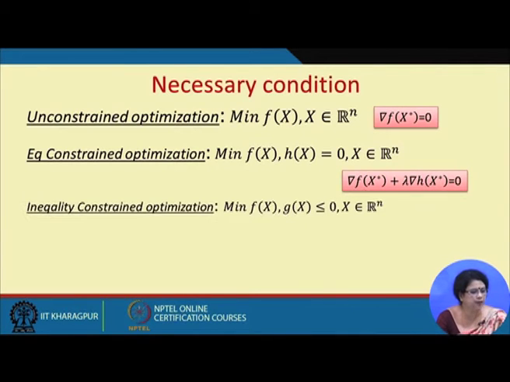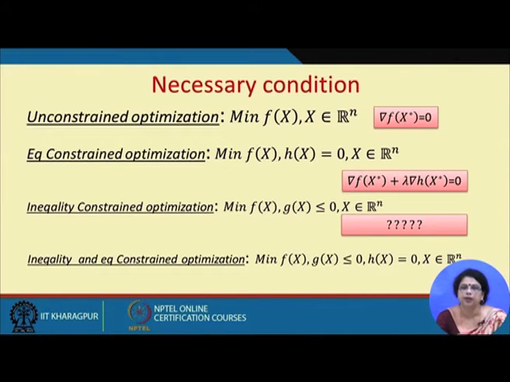Now, if we consider the inequality constraint instead of the equality constraint, that is, minimization of f(x) subject to g(x) less than or equal to 0, where here also the decision vector x is in the n-dimensional space, what should be the necessary condition for that? We have to find it out. Not only that, if we have constraints of the mixed type, that is, equality constraints as well as inequality constraints, we also need to find what would be the necessary condition for this problem.